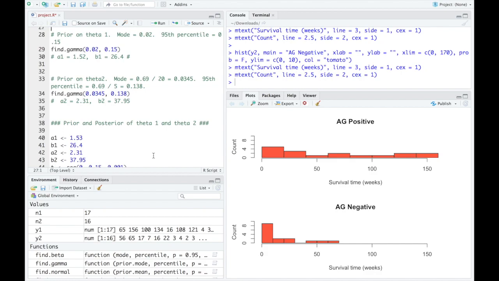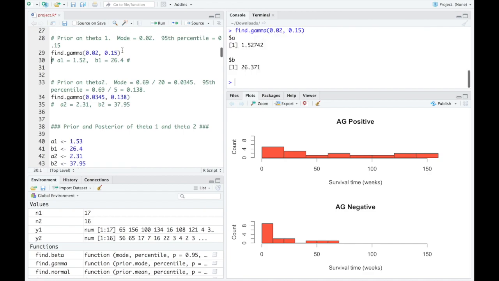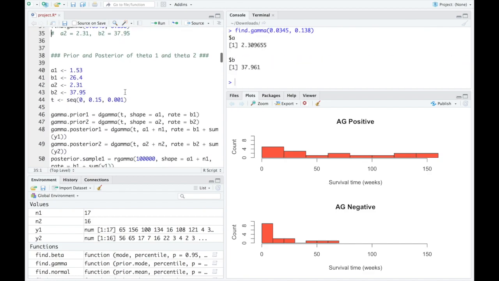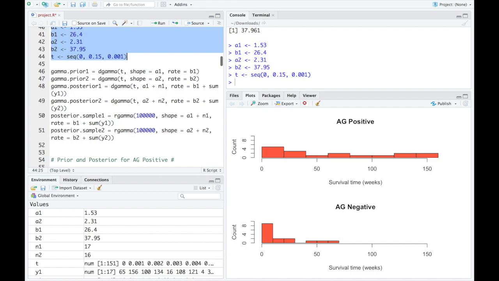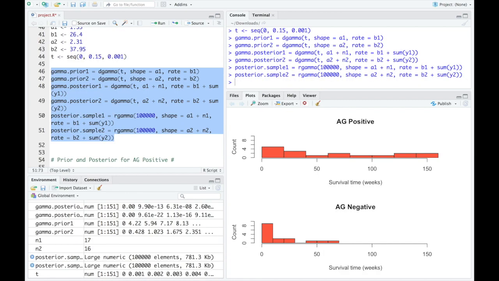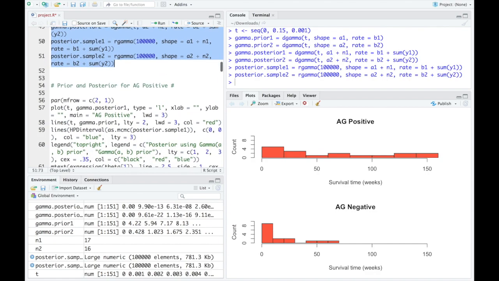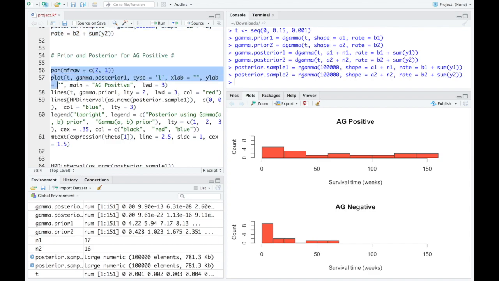Here, we have the leukemia data as well as values of our choice of priors A and B for both samples. The choice of prior A and B is done using the find gamma function here. And here are the numbers to be saved. And here are the posterior and prior for gamma. All right, now let's plot the graphs.